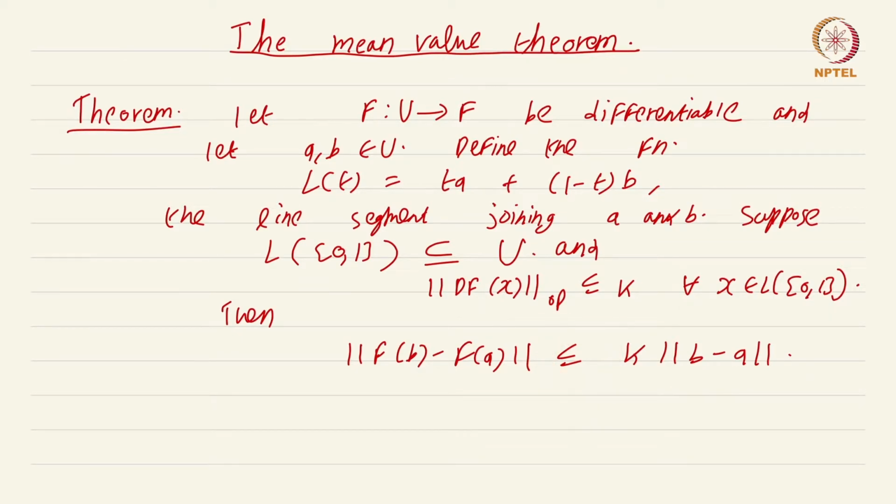The usual mean value theorem said that there will be a point such that f of b minus f of a is equal to df of x times b minus a. That is no longer true in general. We have already seen a counter example, but this inequality will be more than sufficient in most applications. Let's see a proof.